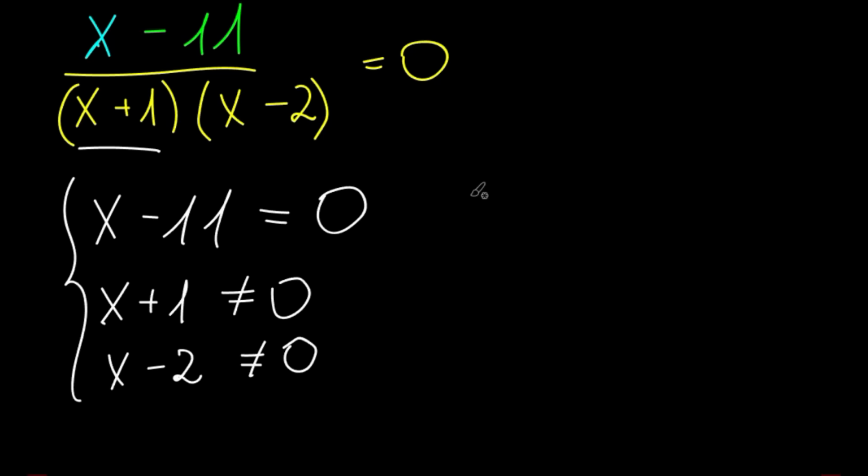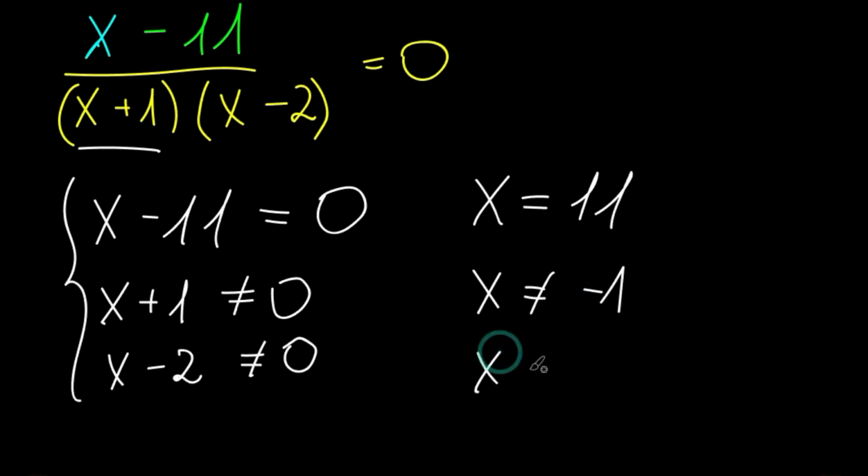Okay, so I get that our answer for this equation is 11. X is equal to 11. I'm moving this minus 11 to the other side, and x can't be minus 1, and x can't be 2. Okay, so here's our answer. Our answer is that x is 11, and we are sure that we did everything right, because x can't be minus 1 and x can't be 2.